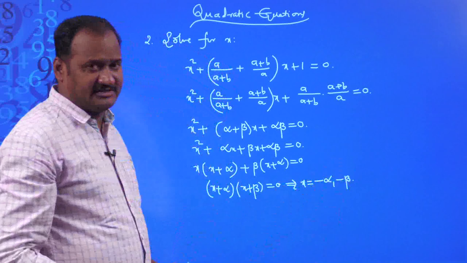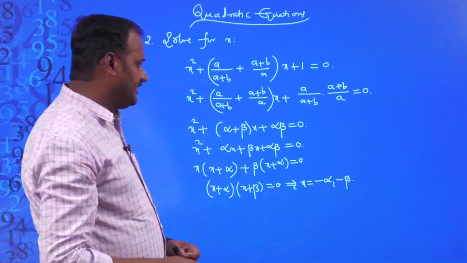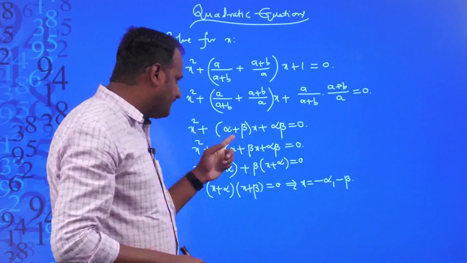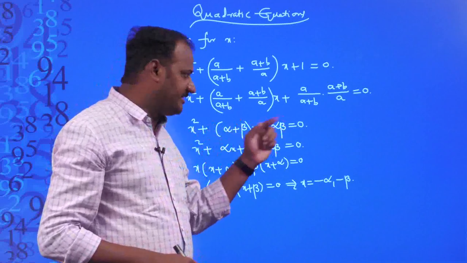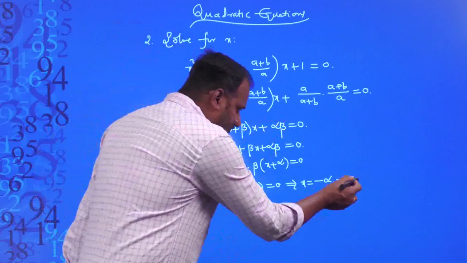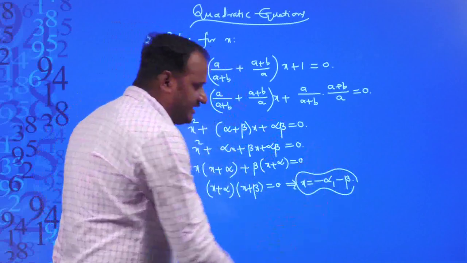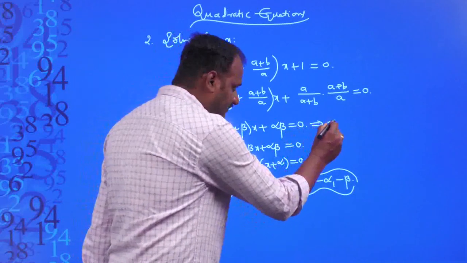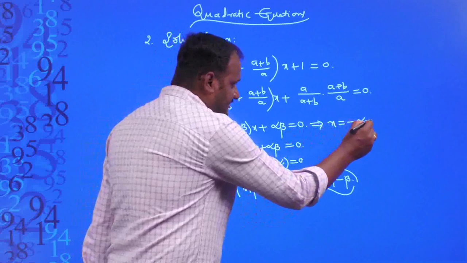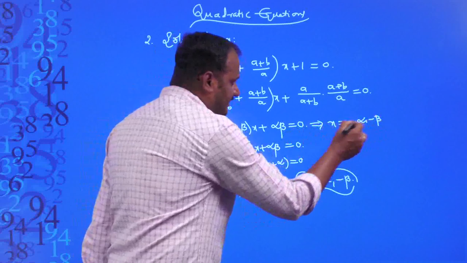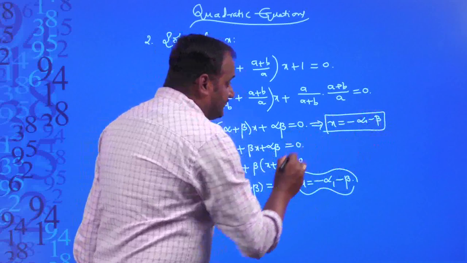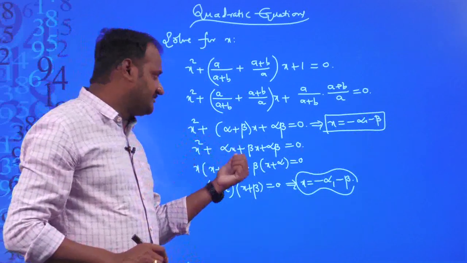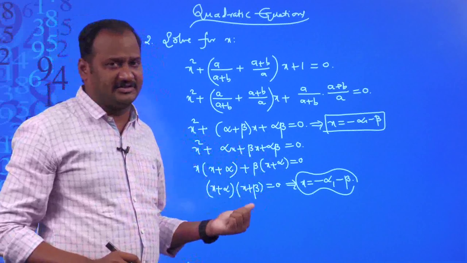Of course, you are aware of this, but I am showing you once again. If any quadratic equation is in the form of x square plus alpha plus beta into x plus alpha beta equal to 0, then the roots are going to be minus alpha and minus beta. I will write that information here itself. x is equal to minus alpha, comma, minus beta, right? When the quadratic equation is in the form of x square plus alpha plus beta into x plus alpha beta is equal to 0, right?